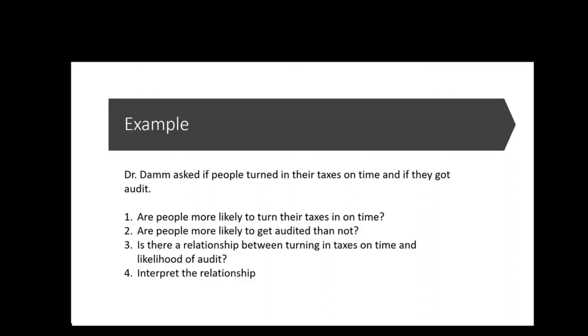The first question we might ask is, are people more likely to turn their taxes in on time than not? And then we could ask, are people more likely to get audited than not? But then the more interesting question is to combine them, where we're going to say, is there a relationship between turning taxes in on time and the likelihood of an audit? And then we're going to want to interpret. So you can see how question three is more interesting than the first two, but we still want to establish if people are more likely to turn their taxes in on time and if they're equally likely to get audited or not. So let's go look and see how we can do this in JASP.